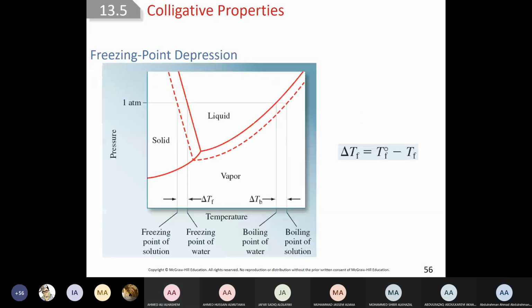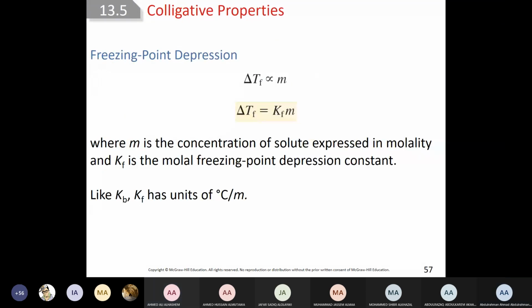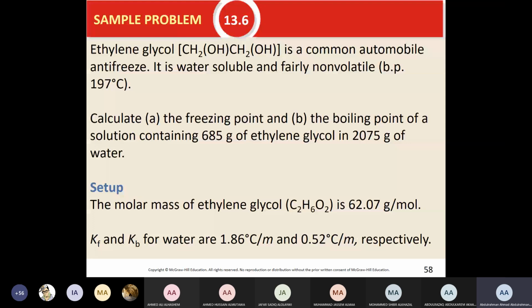Good. Solve this problem. Ethyl alcohol, ethylene glycol, is a common, do you know what's ethylene glycol?